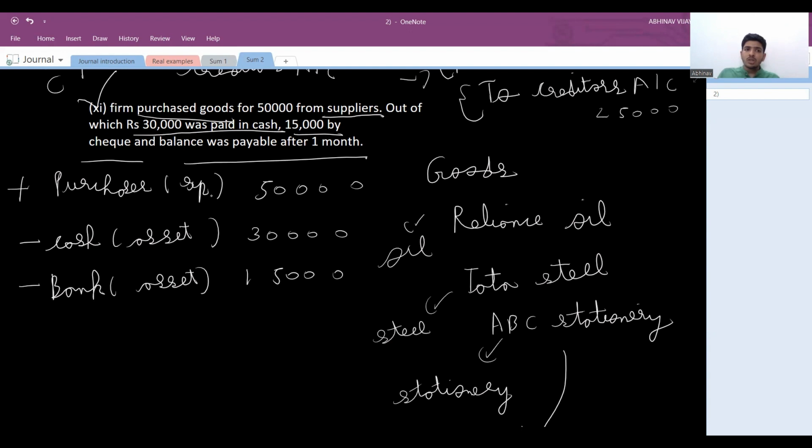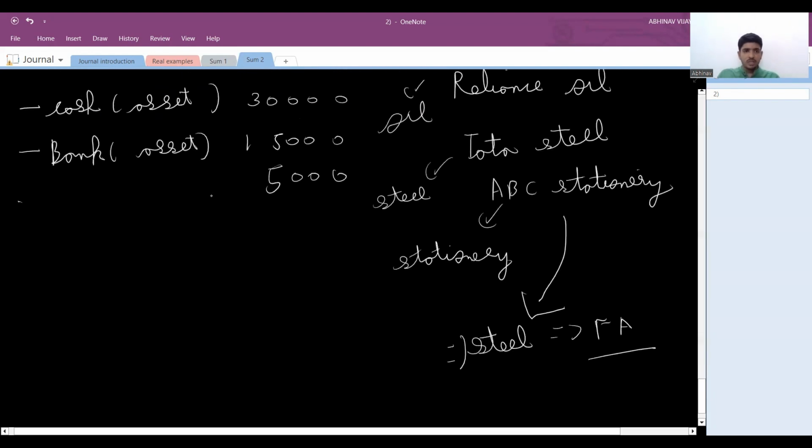50,000 is the worth of goods bought. 30,000 is paid by cash. 15,000 is paid by bank. What is the balance amount? 5,000 rupees is left. You have to pay. So what is the reason for the 5,000? It was payable after 1 month. Payable means what? Same concept.